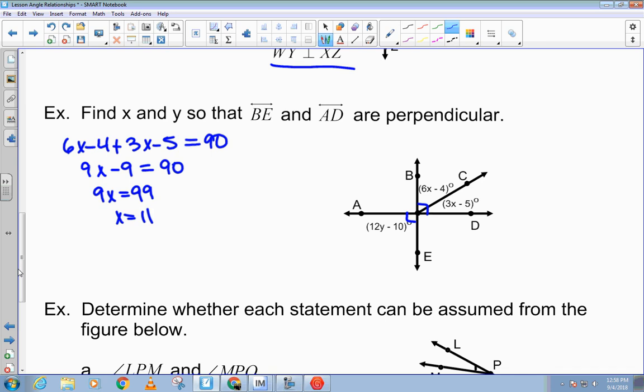All right. What about y? What am I going to do with it? Just set it equal to 90. Okay, there's got to be a right angle there. So 12y minus 10 equals 90. Add 10 to both sides, makes it 100, and then divide both sides by 12.